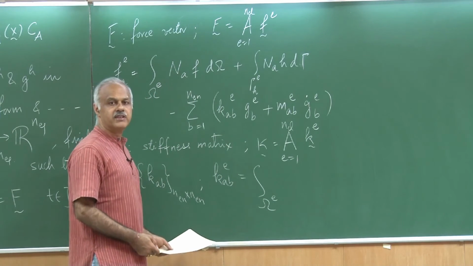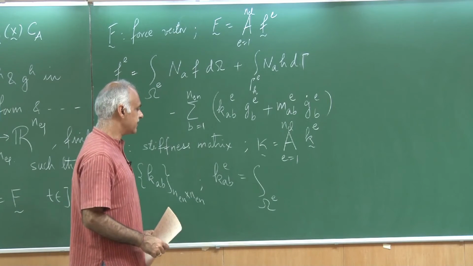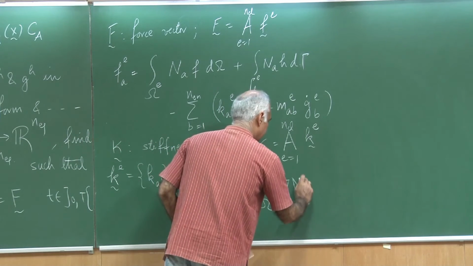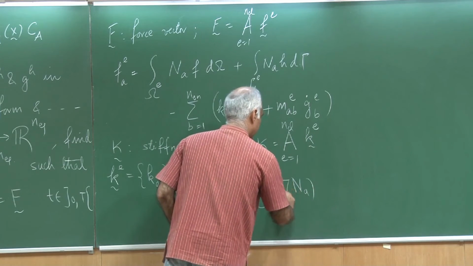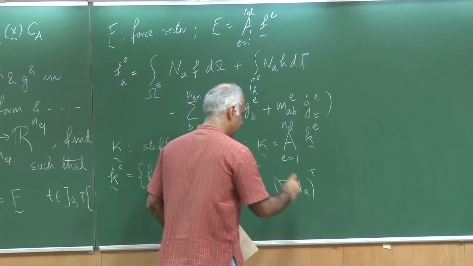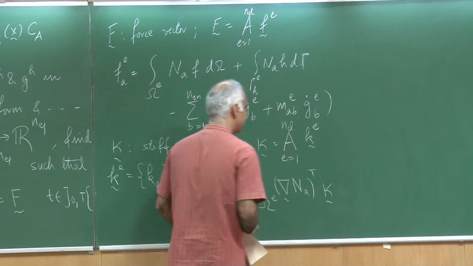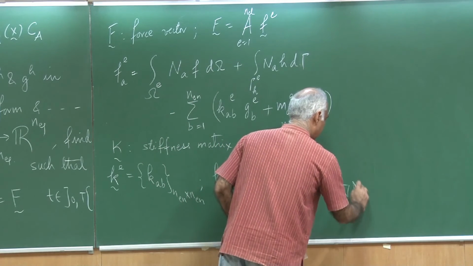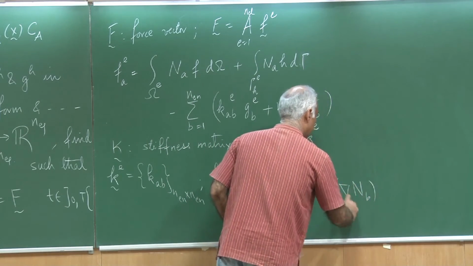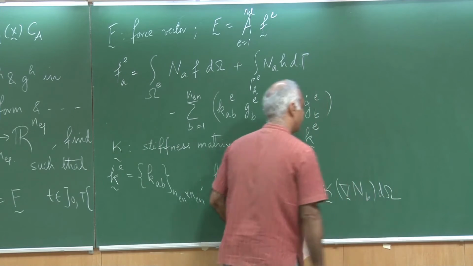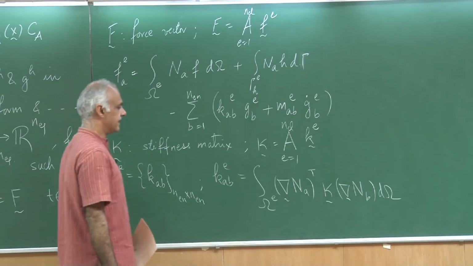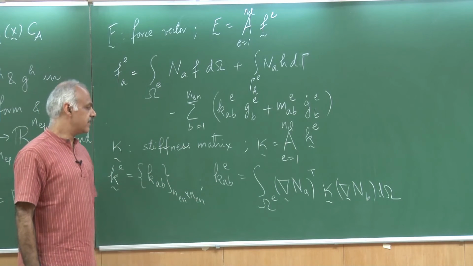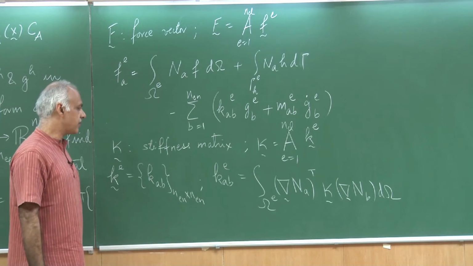This we have seen before, it is exactly as in the steady state linear heat conduction. So, this would be the term gradient of N_a transpose times the conductivity kappa and the gradient of N_b d omega. Okay. So, this is exactly what was seen in the steady state heat conduction problem.